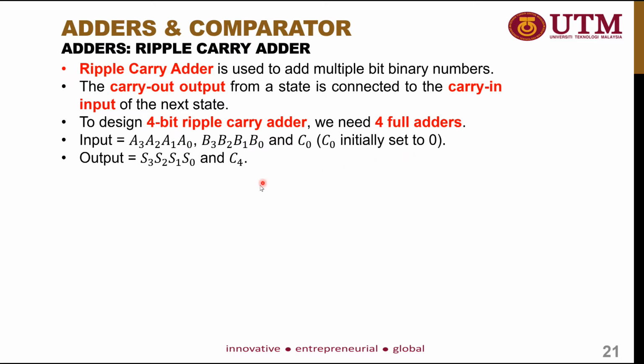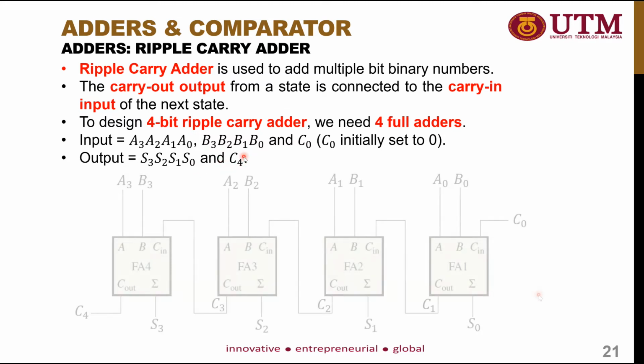So the output from the ripple carry adder, we have a total of 4 bits of output, which are represented by S3, S2, S1 and S0, and also the C4. So C4 is the output carry for the ripple carry adder.